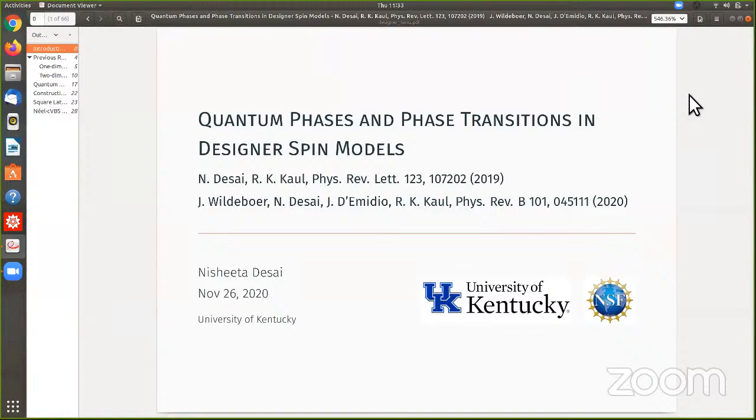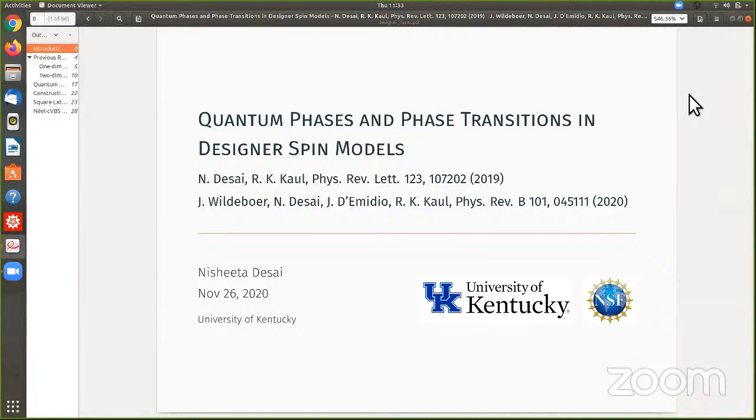Okay, so it's a pleasure to have Nisheeta Desai giving us this condensed matter seminar. She's done some extremely nice work with Ribu Kaul during her thesis, coming up with a general strategy for designing spin S quantum spin models, which are sign free in their quantum Monte Carlo simulation and have interesting phases that other people have been speculating about earlier. And her method allows her to realize some of these phases. So today we'll hear some of this.